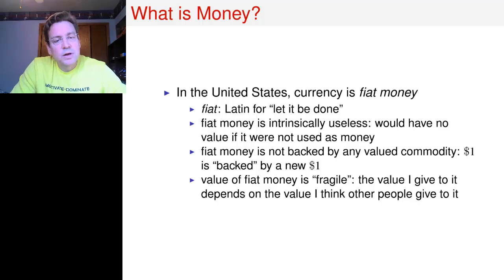The other important thing about money is that its value is what we would call fragile. The value that I give to $1 depends on the value that I think other people will give to that dollar. So in other words, I'm willing to accept $1 in exchange for, say, my labor services, but only because I am expecting that somewhere down the road, I'll find somebody who has something I want and will be willing to take that dollar from me.